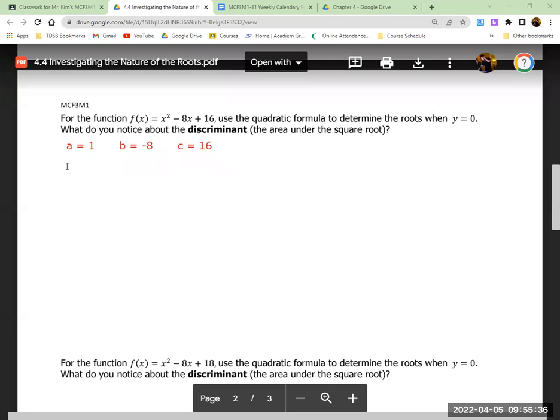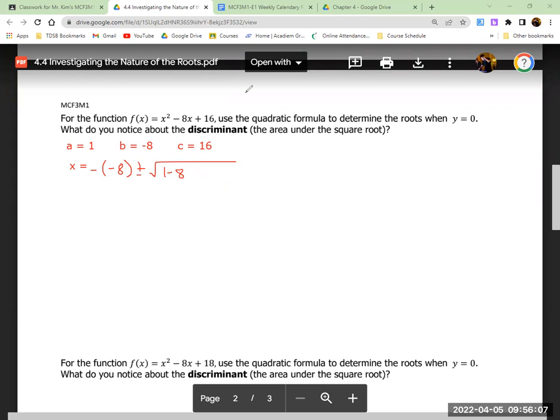So let's plug it in. X is equal to, wish me luck. Here we go. Negative b, plus minus b squared. Cool.